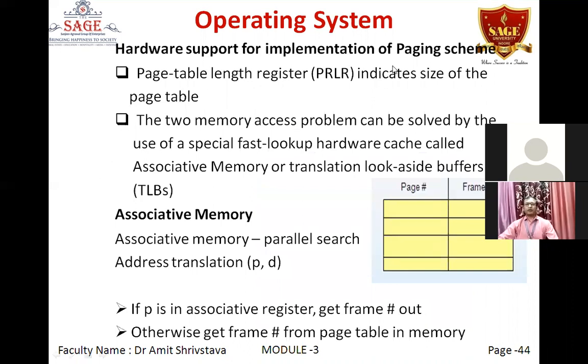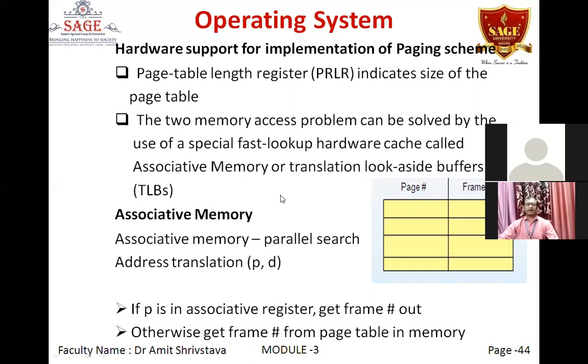Now, hardware support for implementation of the paging scheme. The page table length register indicates the size of the page table, and the two memory access problem can be solved by use of a special fast lookup hardware cache called associative memory or translation lookaside buffer.